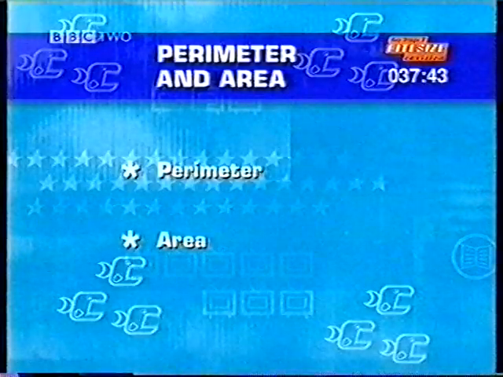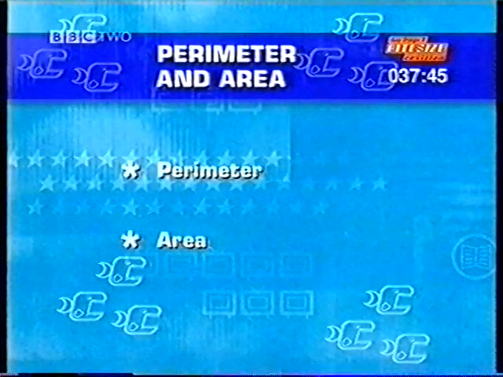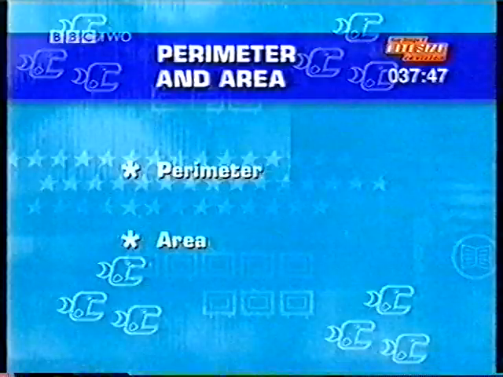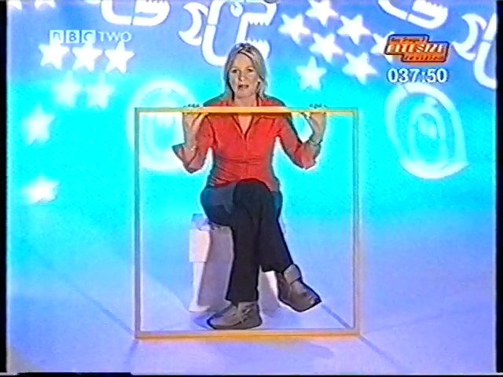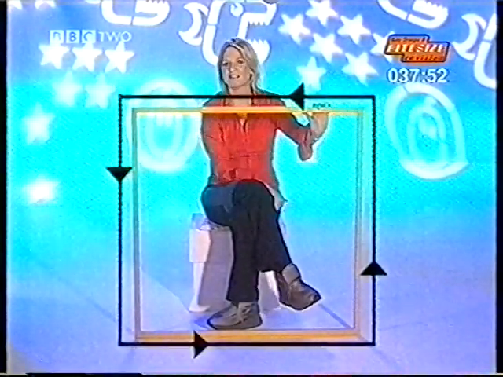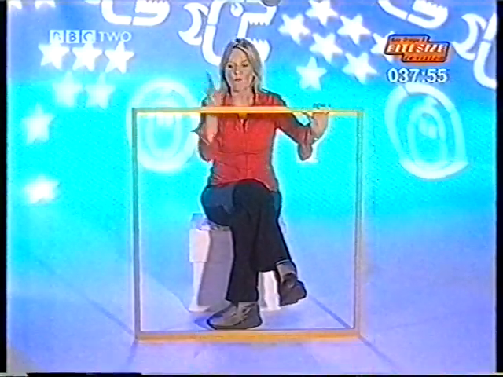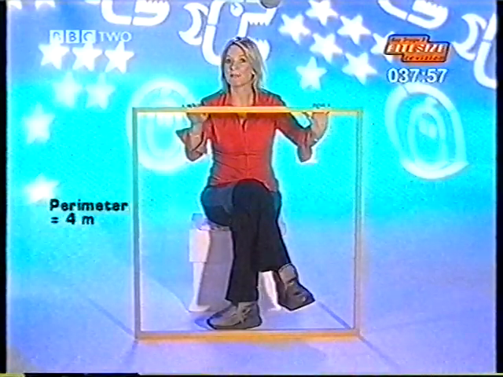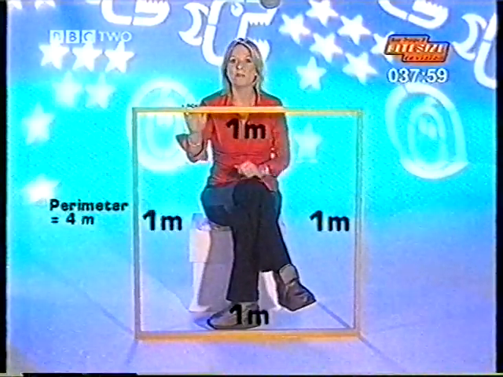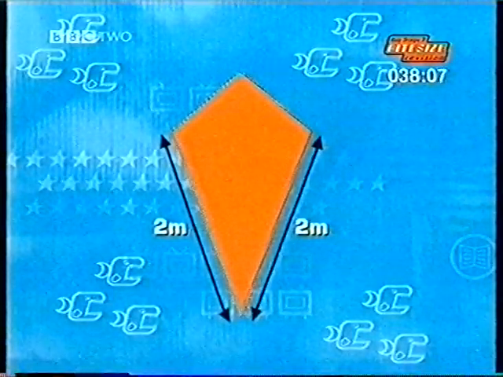Right, now on to measures, and we're going to kick off by looking at a unit on perimeter and area. The perimeter of a two-dimensional shape is the distance all the way around the outside. So for instance, the perimeter of this square would be 4 meters, because each of the sides is 1 meter long. And the perimeter of this kite is 2 meters along this side, 2 meters along this side, then 1/2 meter along this side, and 1/2 meter along this one. That's a total of 5 meters, a perimeter of 5 meters.